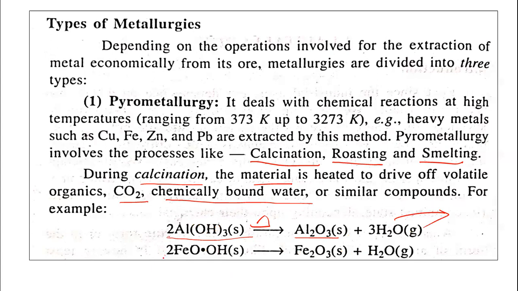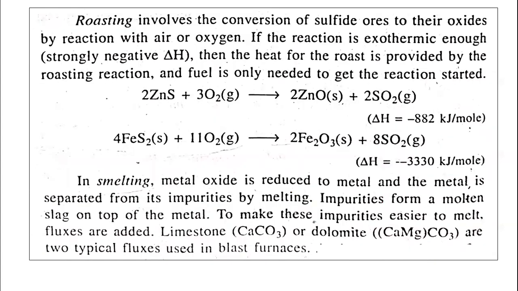The mineral of iron, in this case also, is converted to its oxide form and water is removed. So during the calcination, some part has been removed from that mineral. Later on, it is subjected to the second step, that is roasting.